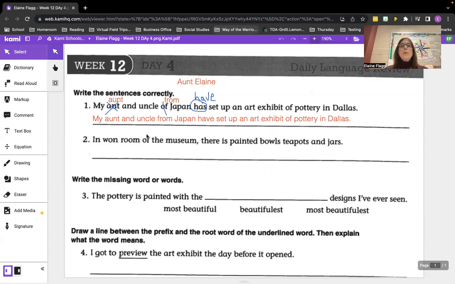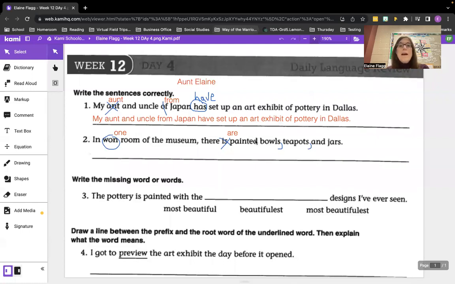Number 2, in one room of the museum, there is painted bowls, teapots, and jars. So the first error you get to is 1. This is the type of 1 like you won a trophy. We want the number 1. In one room of the museum, and this comma is correct because it's after introductory words. There, and it should be are. There are, because there are 3 things that are in that room. There are painted bowls, comma, teapots, comma, and jars. So you're listing 3 things, and the rule is a comma goes after each object.